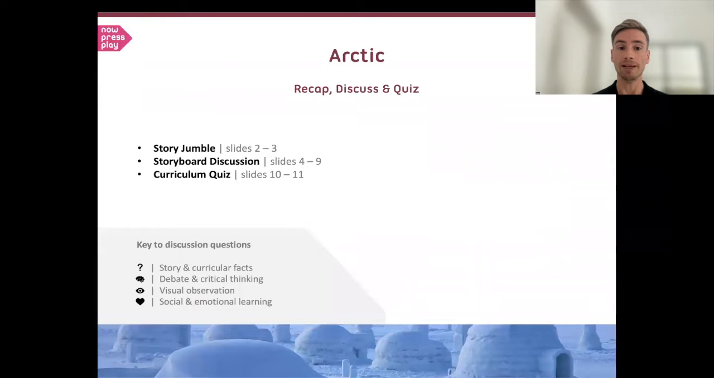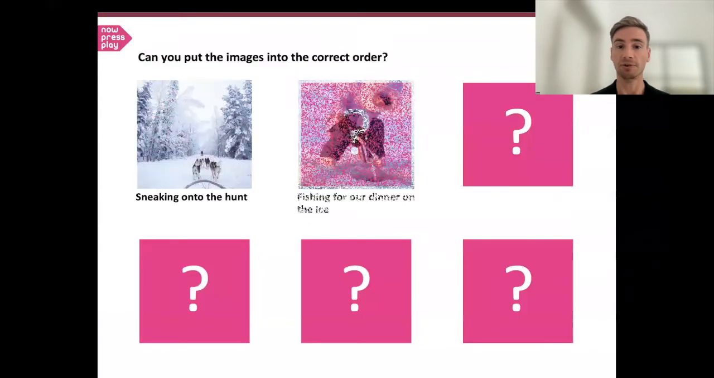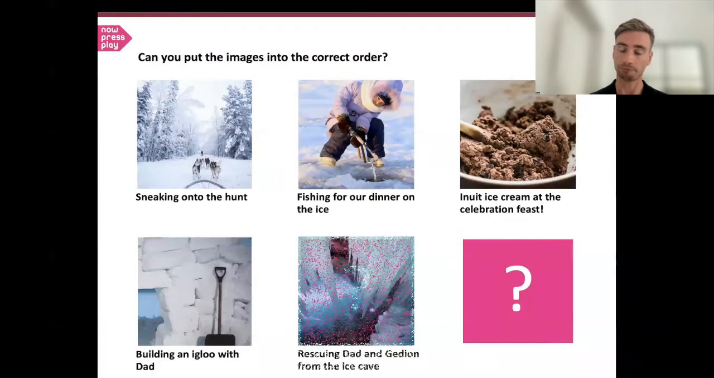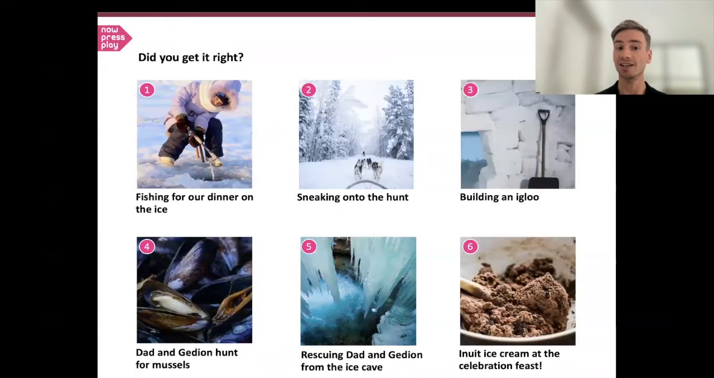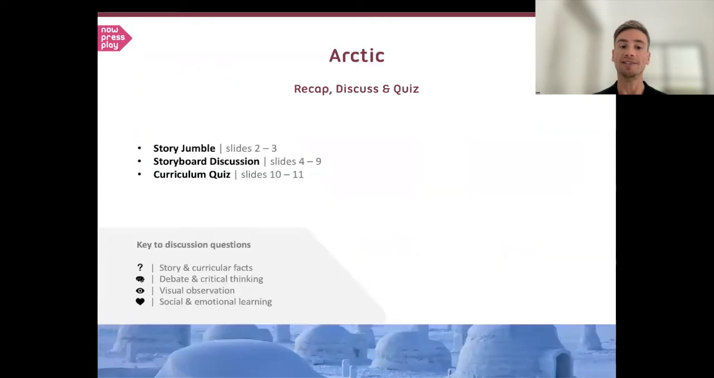So Key Stage 1 begin with this sequencing exercise. This is for our Arctic experience. We first see these images from the story in the wrong order, and perhaps you can guess which one of these moments came last in the story, even though you haven't done it. Let's click to see if you're right. Okay, and then after that, we're into the storyboard discussion, which has these 4 different kinds of discussion question.